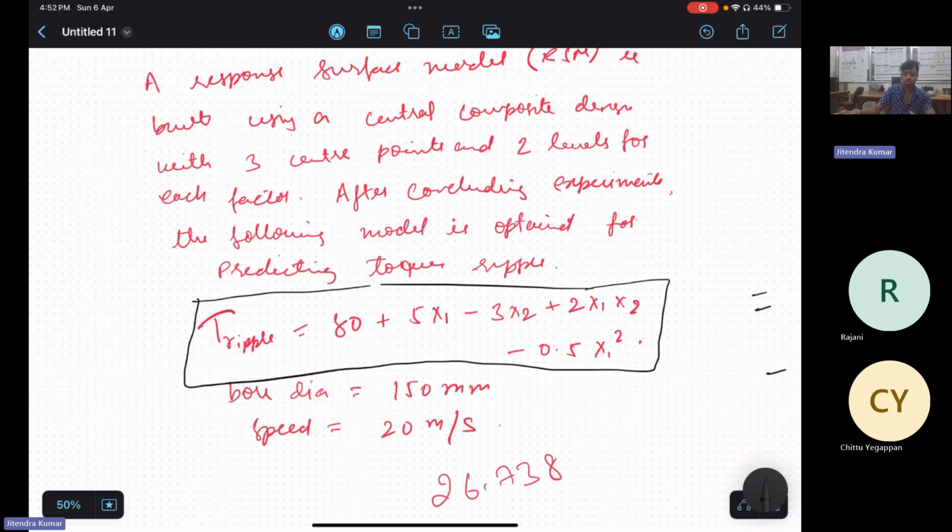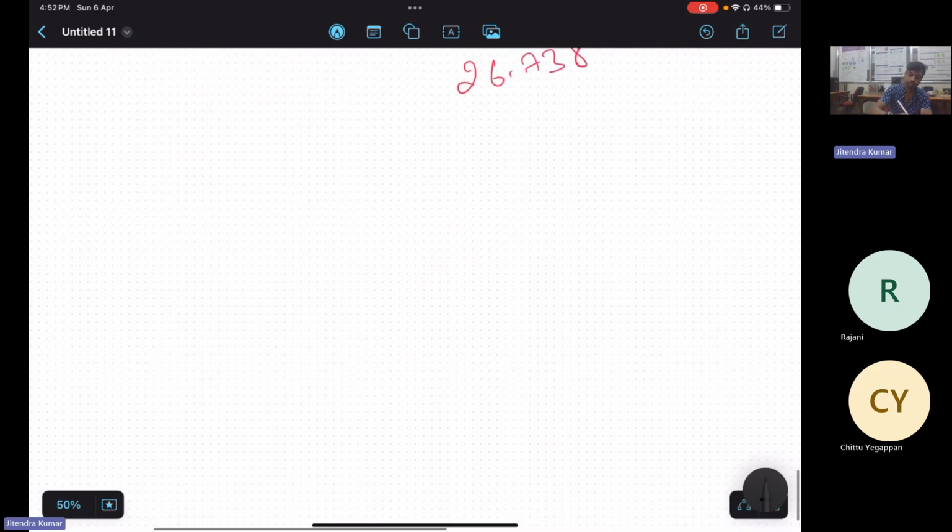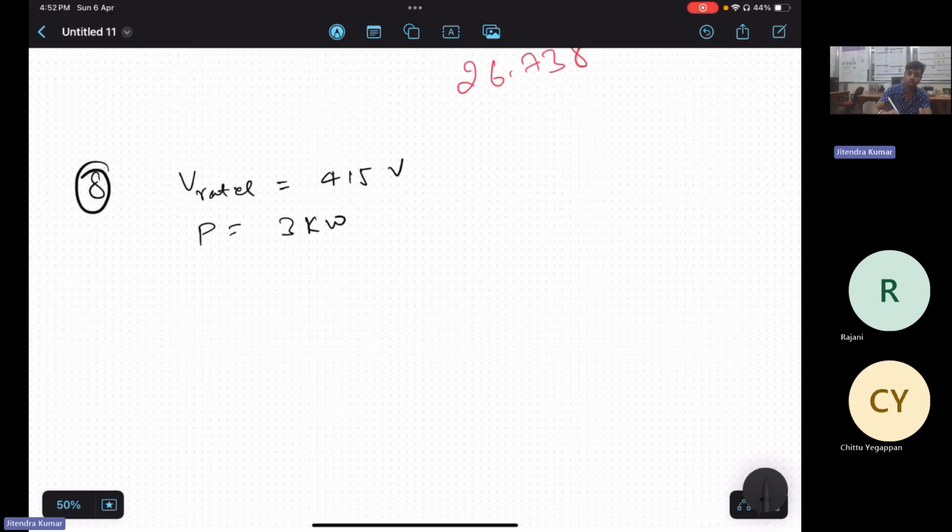Right. So the next question is: an electric model with the following FE analysis is given. Those parameters I am going to write. Rated voltage is 415 volt. Power is 3 kilowatt. Power is always output. Rated speed is 1500 RPM. Number of poles is 4.